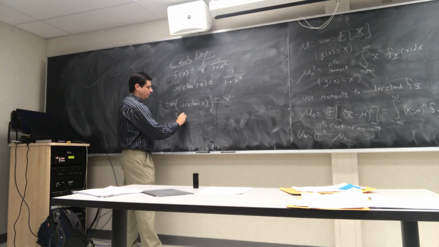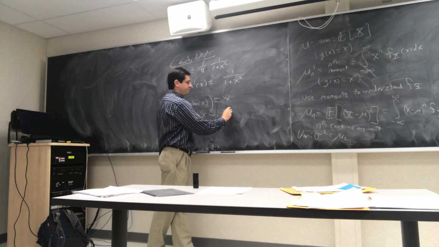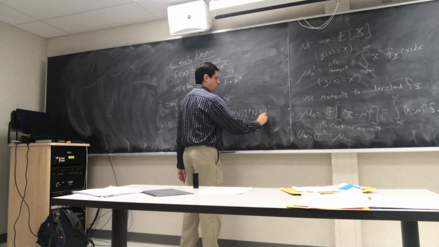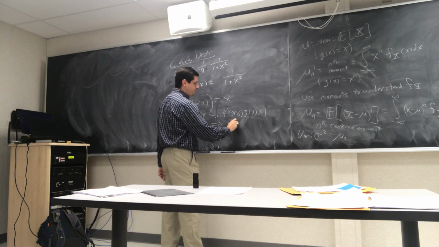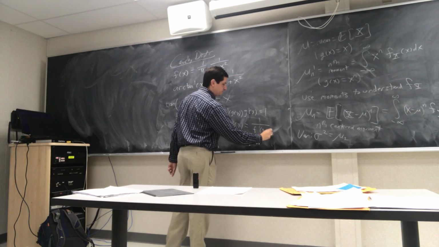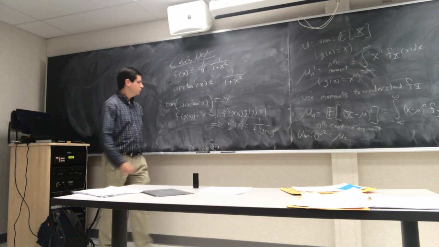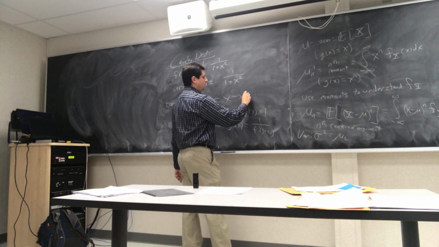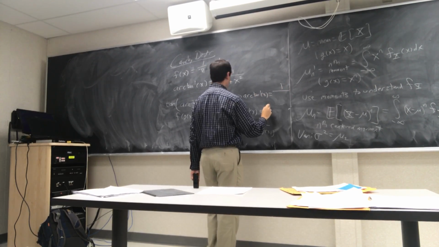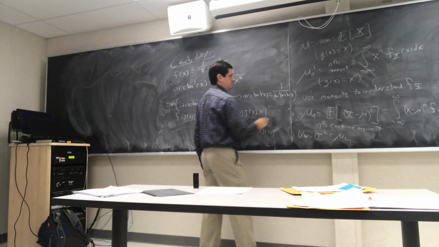So if f of g of x equals x, by the chain rule we get f prime of g of x times g prime of x is 1, which means g prime of x is 1 over f prime of g of x. So we can get a derivative of the inside. So this tells us that arctangent prime of x is 1 over tangent prime at arctangent of x.